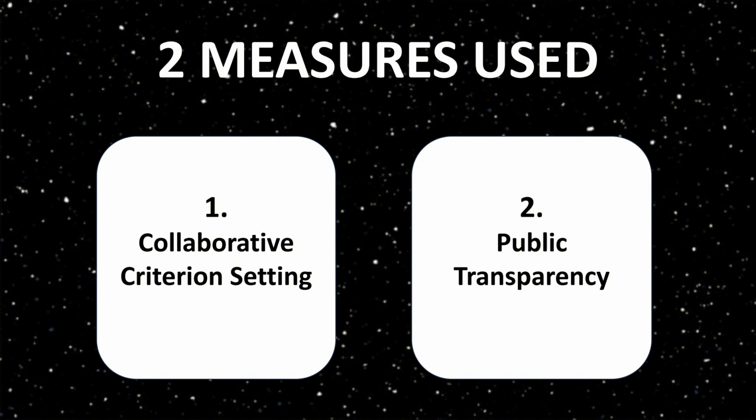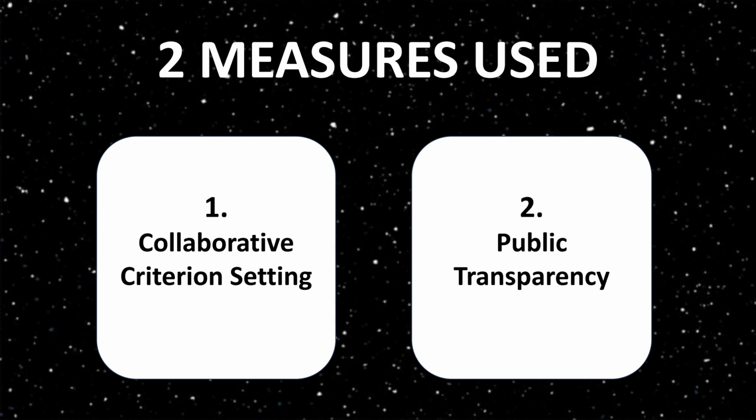First, we have collaborative criterion setting. So the criteria for performance should not be based solely on one teacher's opinion or standard. Instead, a group of teachers who teach the same subject should come together to establish the criteria collectively. This collaborative approach ensures that the criteria are well informed, comprehensive, and representative of the expected standard of performance.